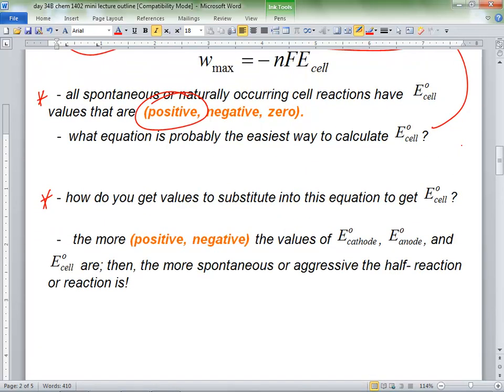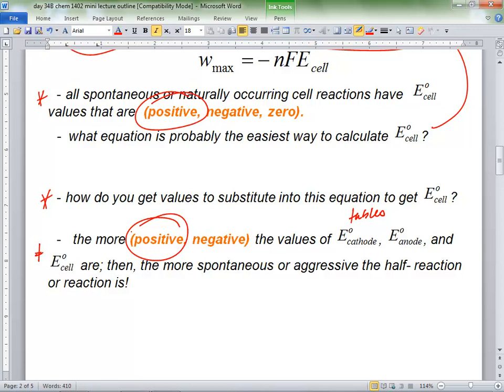Okay, so what is the question? Here we are. How do we get values? From the tables, you guys kind of said. And then if you have to flip a reaction, you flip the sign, just like you said. And how about this one? We kind of already answered it, but the more positive. So this is, again, I changed it from what's in your outline, but the point is the same. The more positive values of E0 cathode, E0 anode, and E0 cell are the more spontaneous or aggressive.